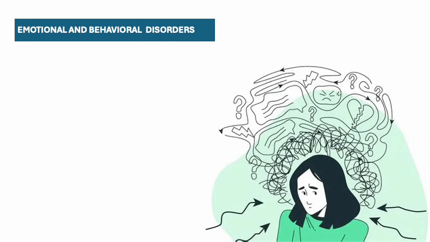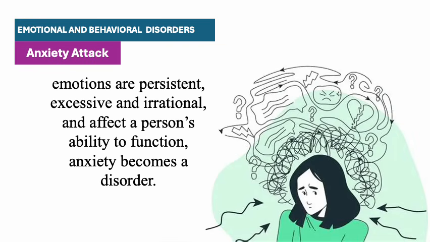Now, one type of emotional and behavioral disorder we'll look at is anxiety attack. This is when emotions like worry or fear become so persistent and intense that they start affecting a person's daily life and ability to function.